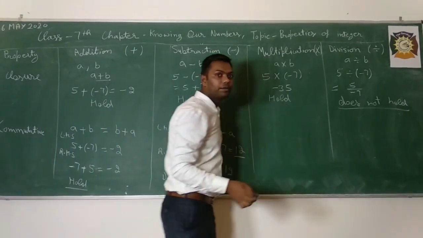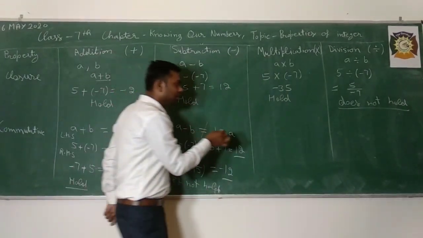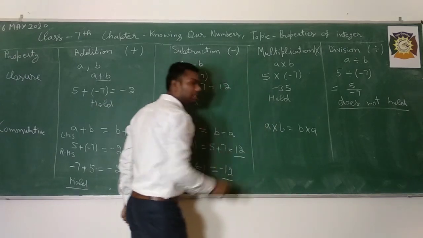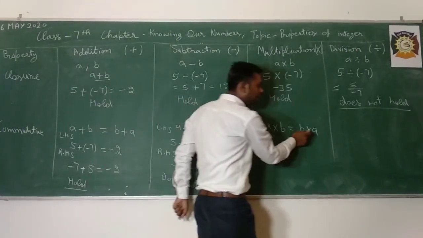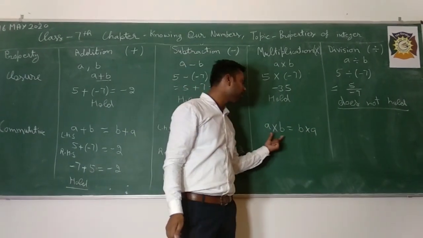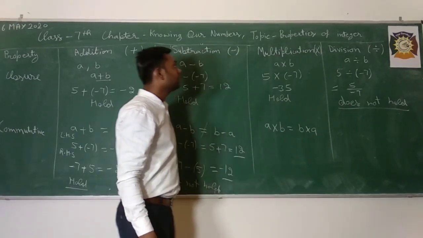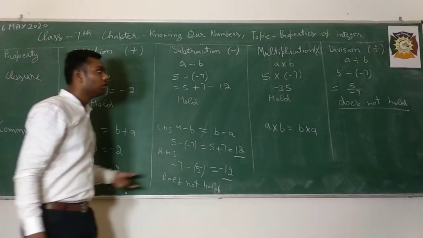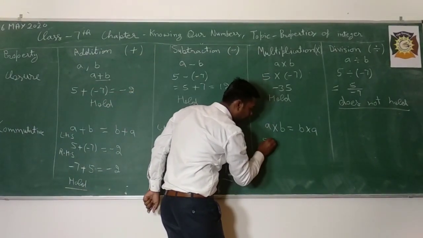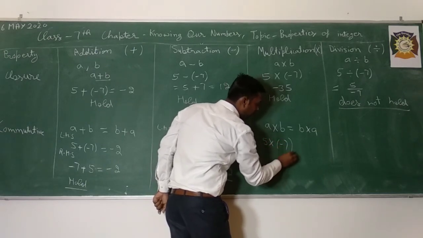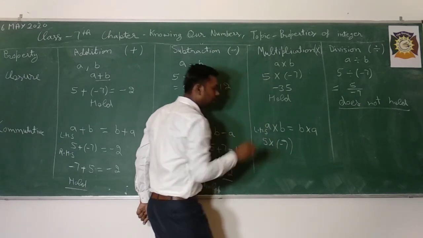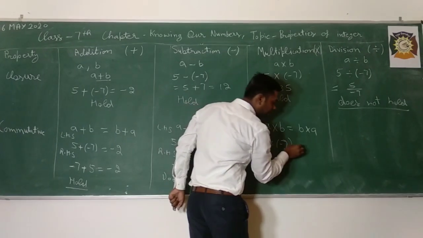Next is multiplication. In multiplication, we take two integers A and B and multiply and change their order. A times B, B times A. If they are equal, then we say that the commutative property holds in multiplication. Let's try. Take the same example. A equal to 5, B equal to minus 7. That's your left hand side. Multiply it: 5 into 7, that is equal to minus 35.